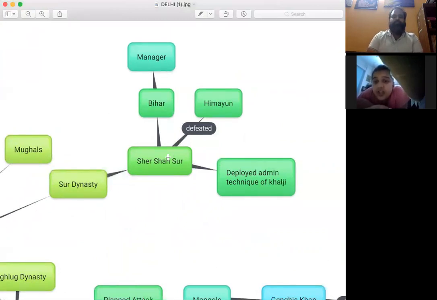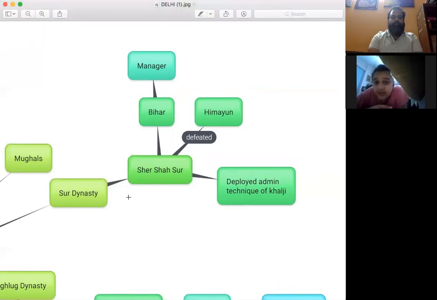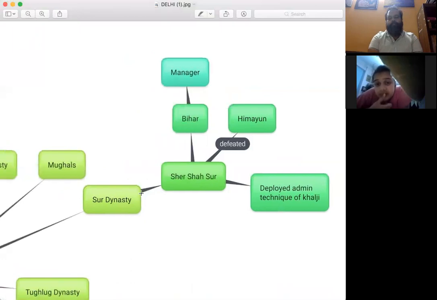He also used a technique of Khalji, what Khalji did with his army and all those garrison towns. He copied the administrative techniques of the Khalji dynasty. So just like Khalji used to do price control, he also did price control. All those good techniques he took. Then the Sur dynasty also did not last for long, and after the Sur dynasty again the Mughals came.